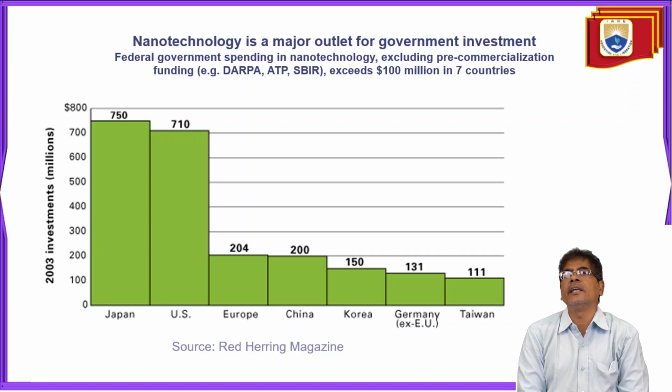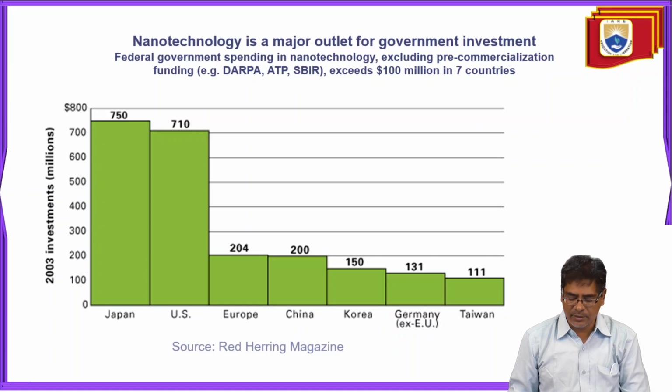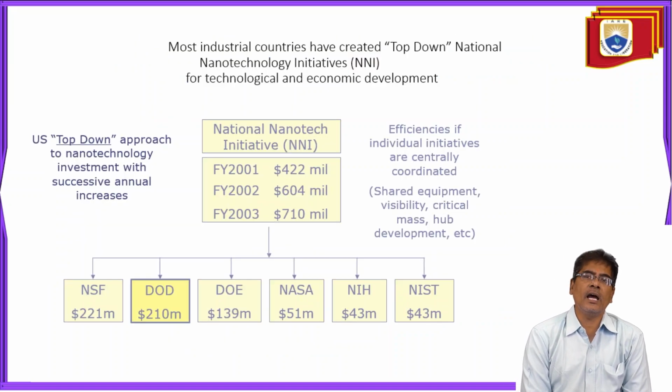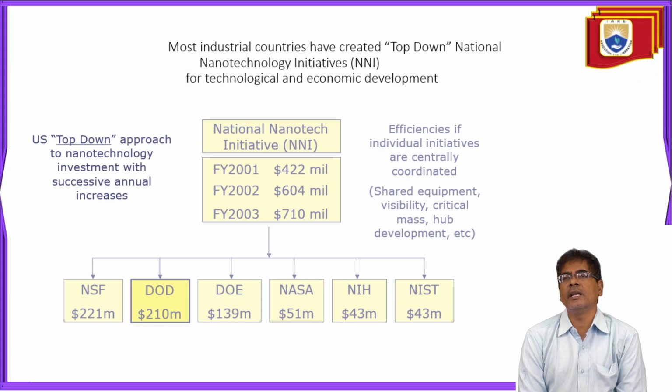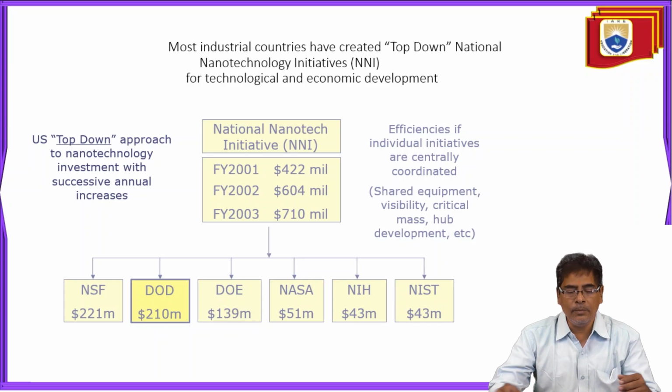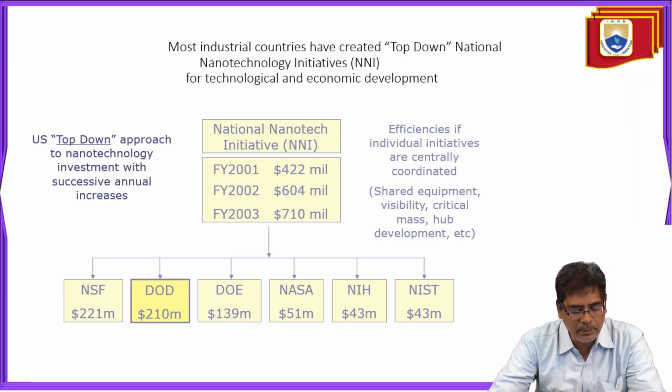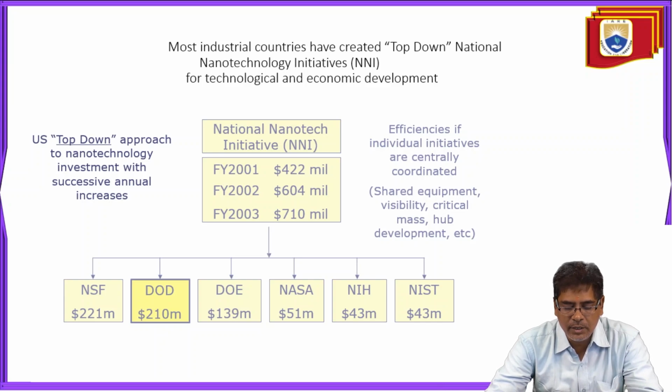So federal government spending in nanotechnology, excluding pre-commercialization, right? Most industrial countries have created top-down national nanotechnology initiatives, which we call NNI, for technology and economic development. The US has a top-down approach to nanotechnology investment with successive annual increases, right? So the National Nanotechnology Initiative (NNI).